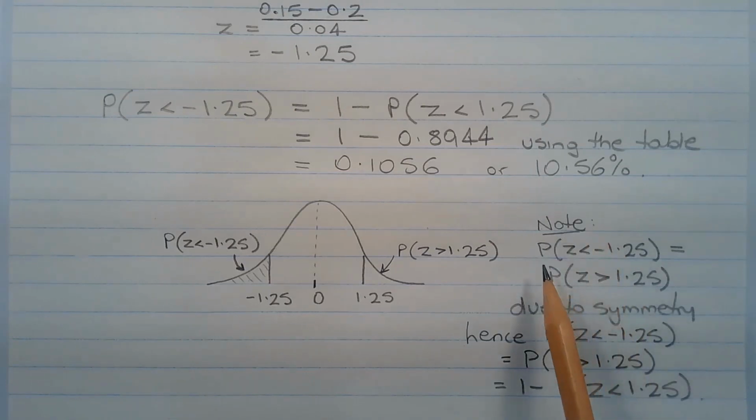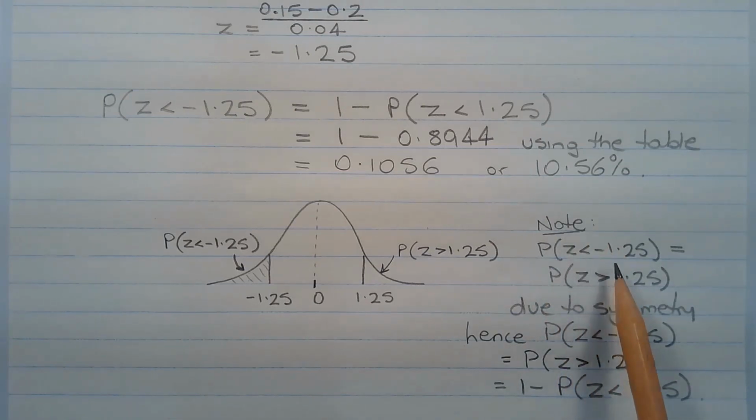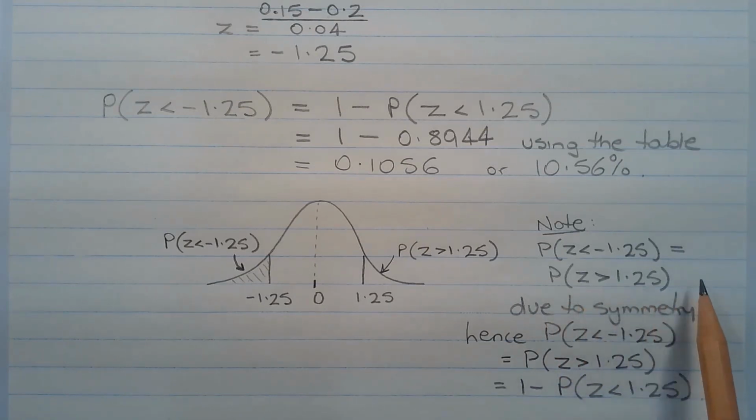Now note that the probability that z is less than negative 1.25 is equal to the probability that z is greater than 1.25 due to the symmetrical nature of the normal distribution. Hence, the probability that z is less than negative 1.25 is equal to the probability that z is greater than 1.25, which equals 1 minus the probability that z is less than 1.25.